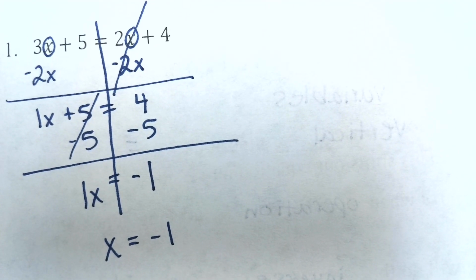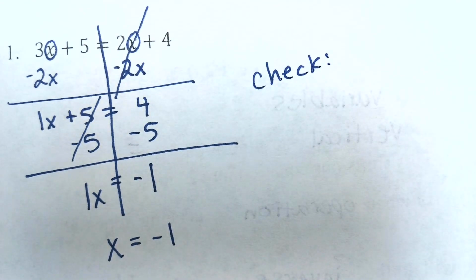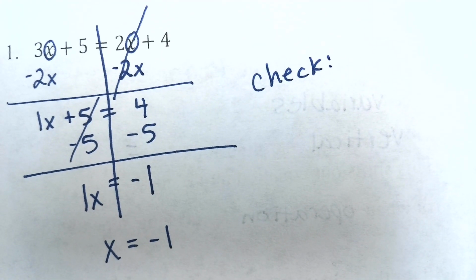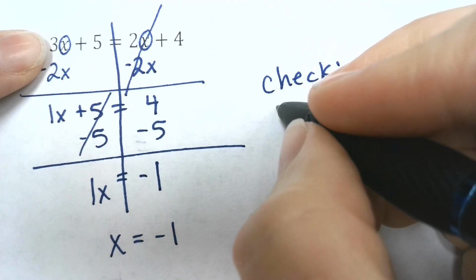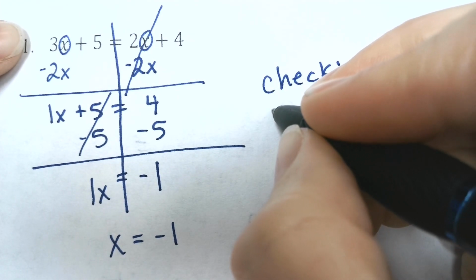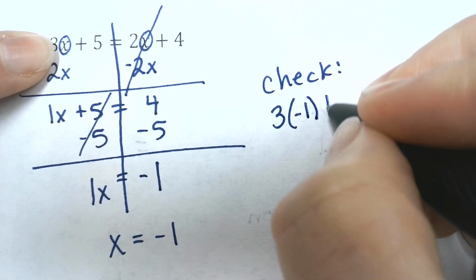Before I put a box around it, I want to check my answer. This is, remember, where we sub it in. So we're going to sub in negative 1 for x. So look at our equation. 3x, well, x is negative 1 plus 5.